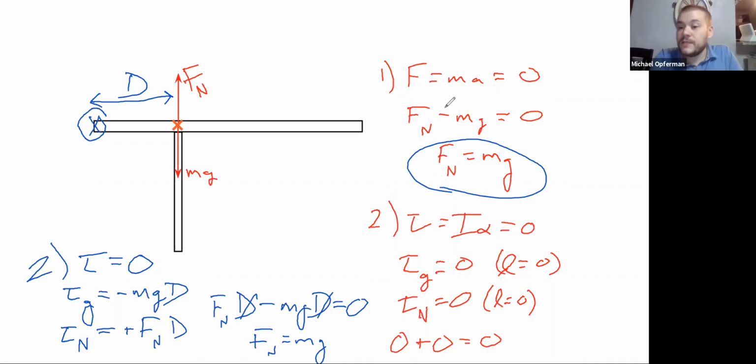It's in static equilibrium about the end of the spoon as long as the normal force equals mg, which it is. So it works out perfectly fine. This is a really simple conceptual example of this. In the next video, I'll give you a meatier example where we actually have to do some problem solving, and maybe the solution is not so conceptual.